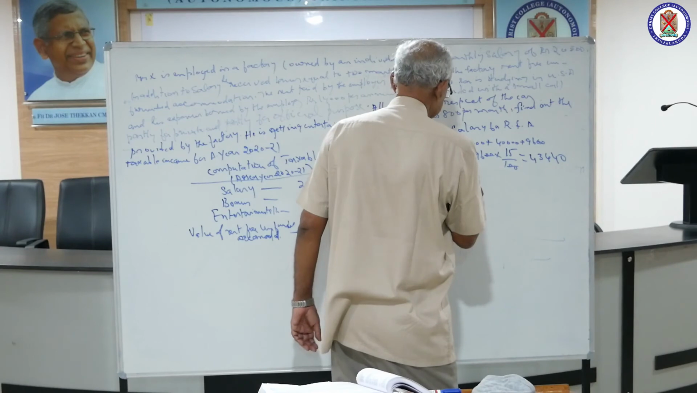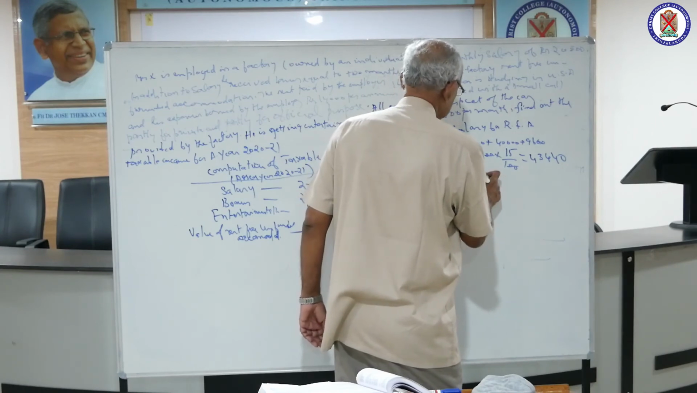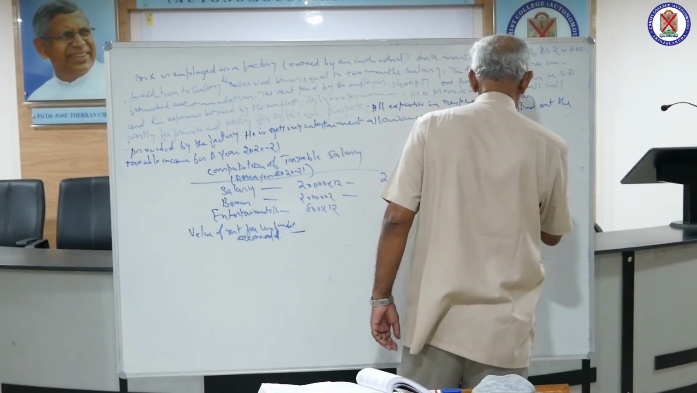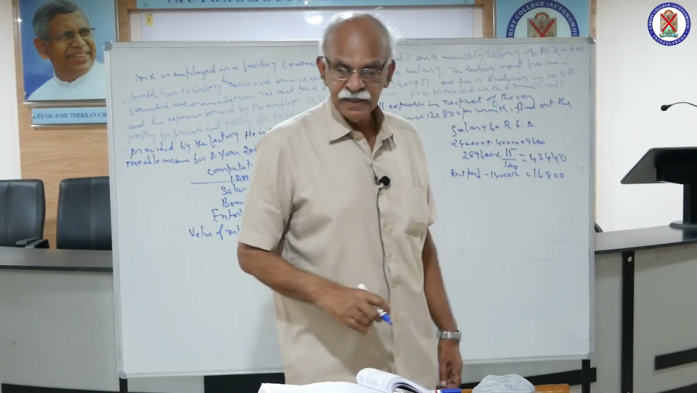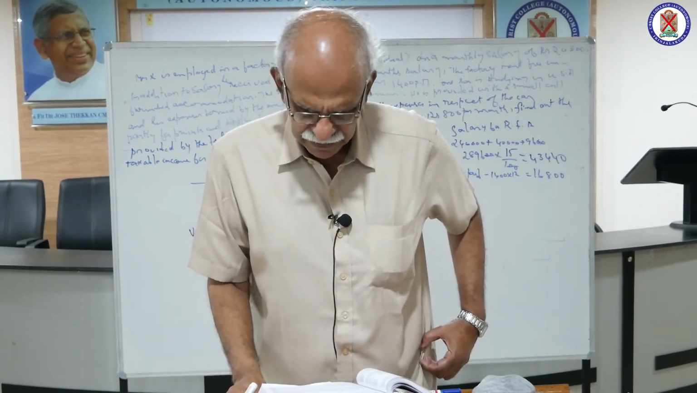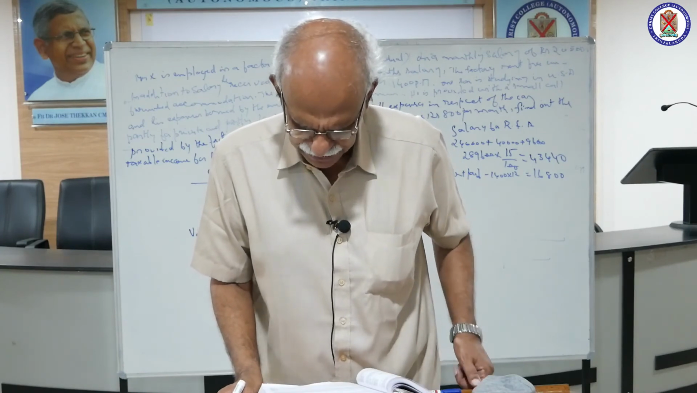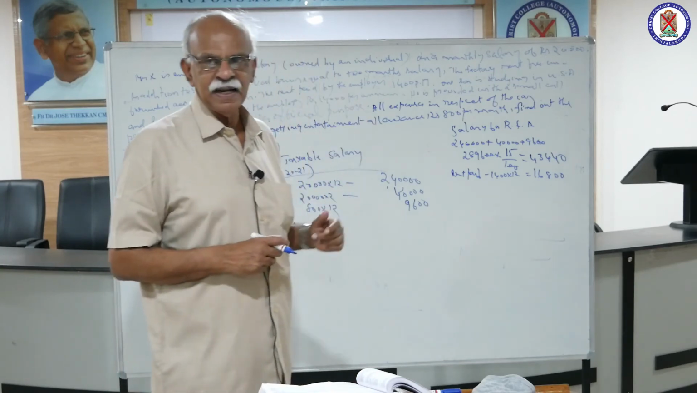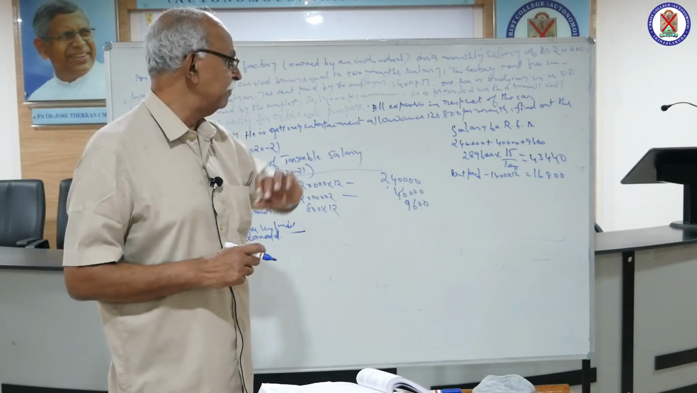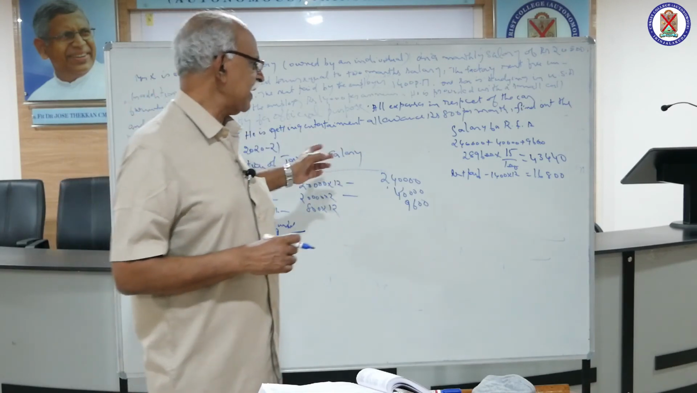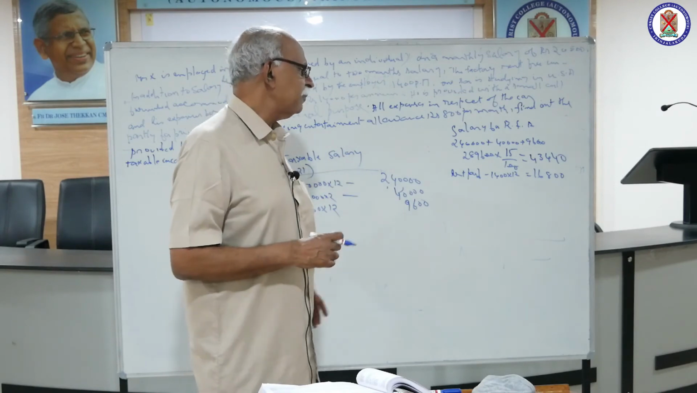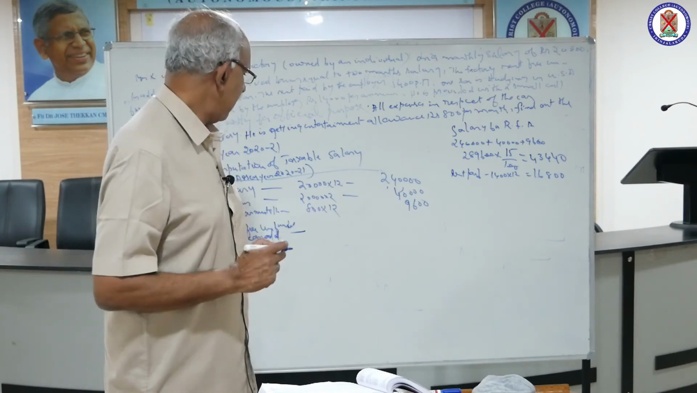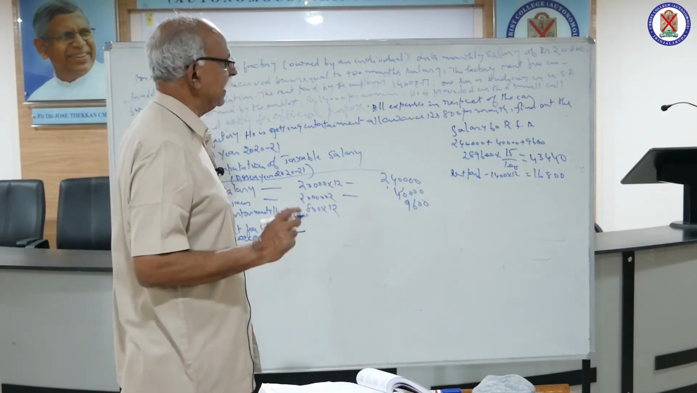Actual rent paid is 1,400 into 12. How much does it come to? 16,800. The house is not owned by the employer; it is taken on lease. So 15% of salary is 43,440, rent paid is 16,800, whichever is less. That is the value of the rent-free unfurnished accommodation.